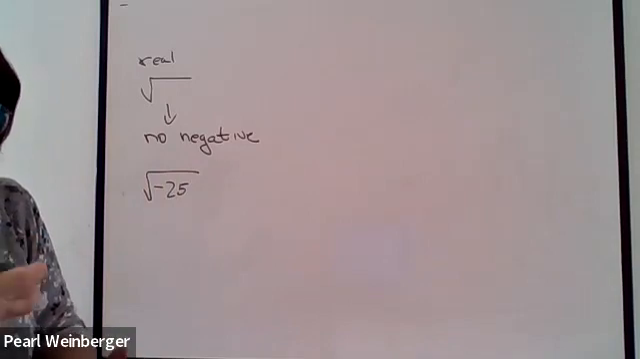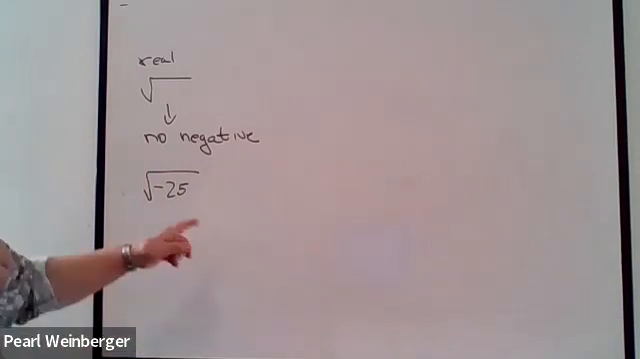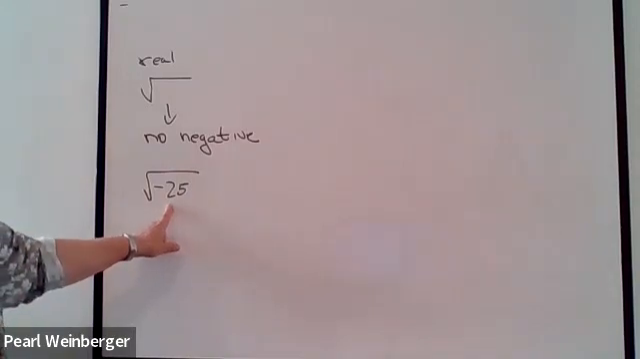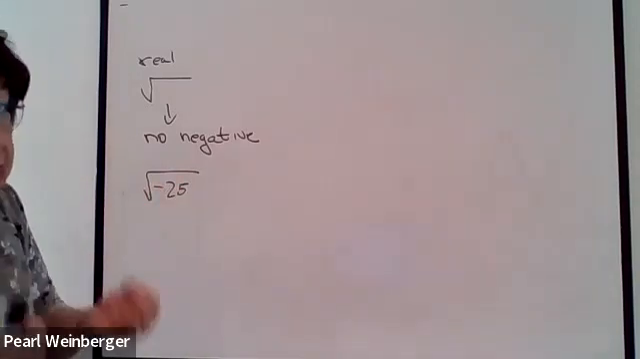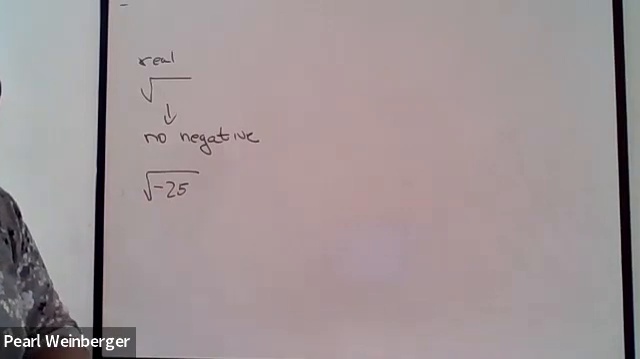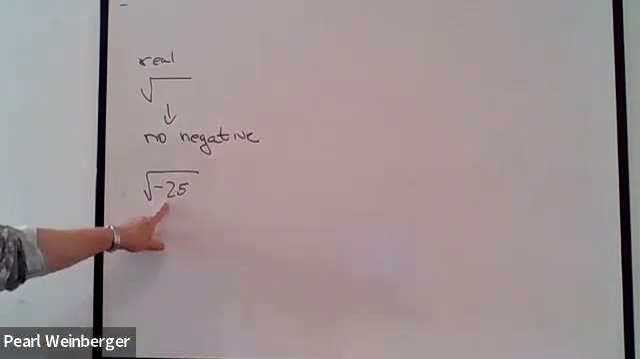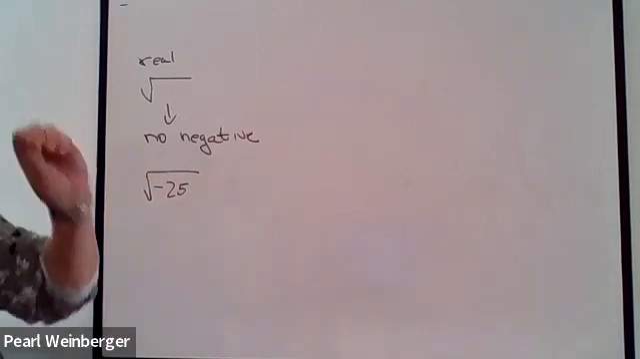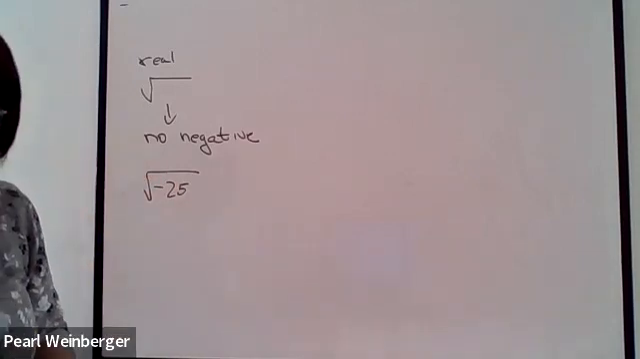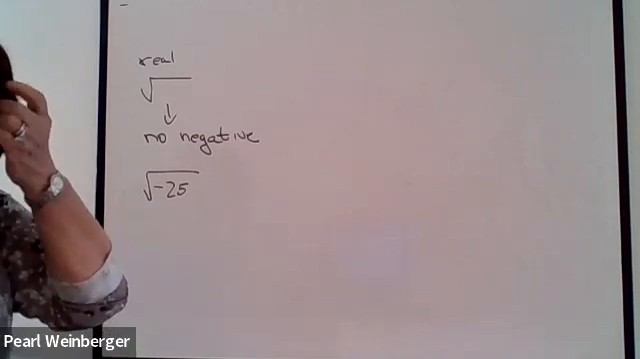The square root means a number that when you multiply by itself gives the number inside. This answer couldn't be 5 because 5 times 5 gives you positive 25. It can't be negative 5 either because negative 5 times negative 5 would also give you positive 25.